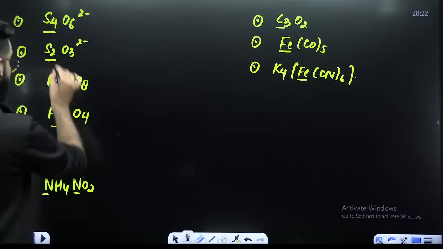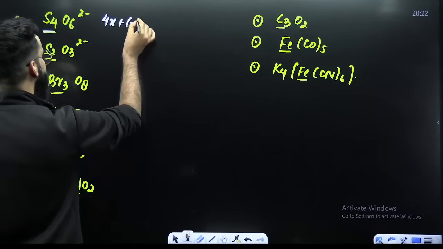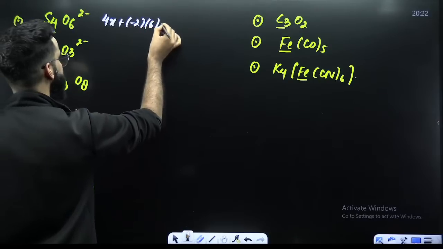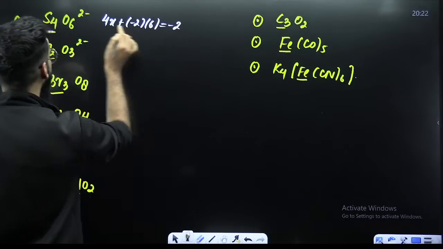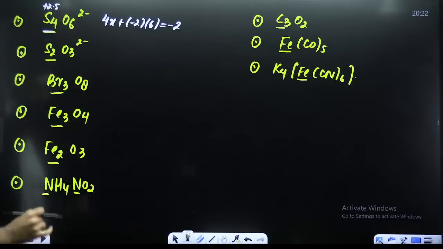How exactly? Say, let the oxidation state of sulfur be X, so it becomes 4X. Oxygen shows -2. There are 6 oxygen atoms. Net charge is -2. When you calculate it, X value will be +2.5.